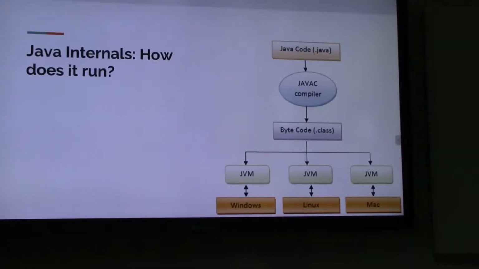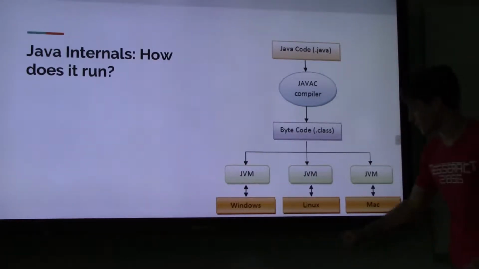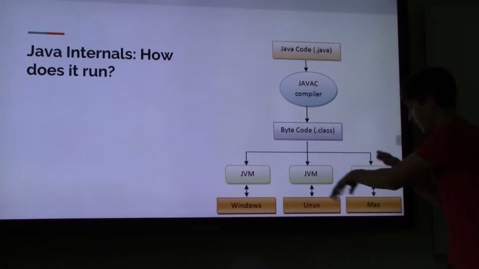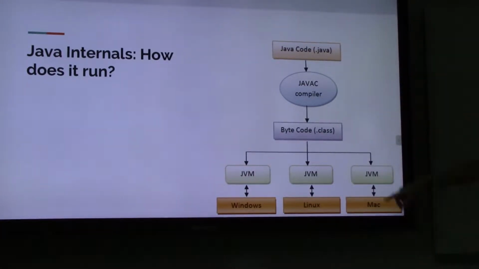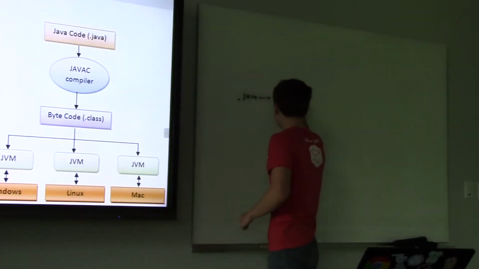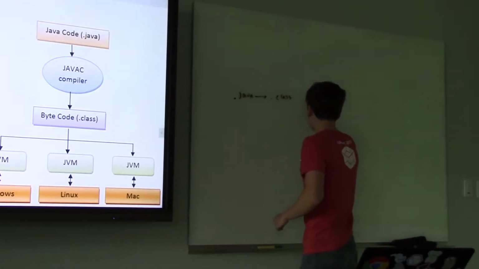And then finally, you get this big thing here called the JVM, which allows Java to run on all different types of operating systems, so Windows, Linux, and Mac, it all works. So that's the big workflow for Java. The goal is that you have .java files, which become .class files, and then .class files are what you run.